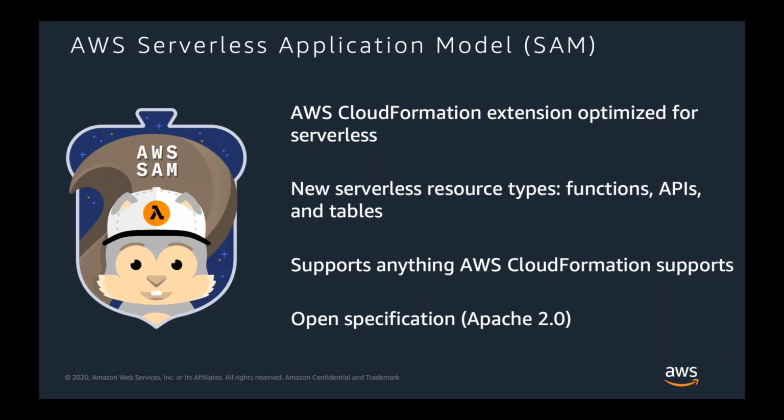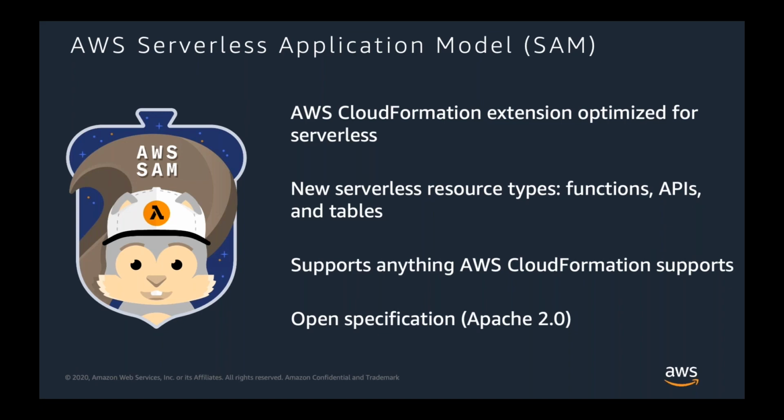It's an open source framework for building serverless applications. It provides shortened syntax to express functions, APIs, databases, and event source mappings. With just a few lines per resource, you can define the application you want and model it using YAML. During deployment, SAM transforms and expands the SAM syntax into AWS CloudFormation syntax, for those of you who have used it, which enables you to build serverless applications much faster.